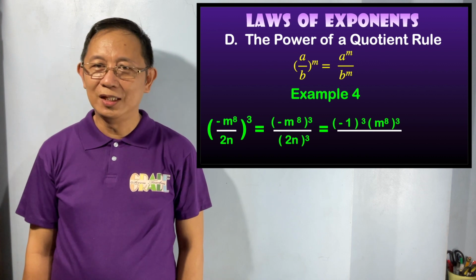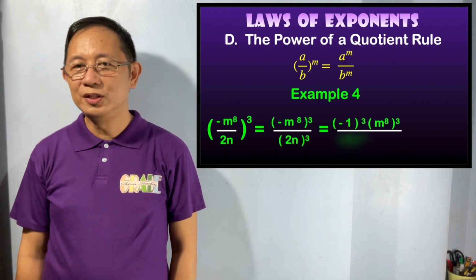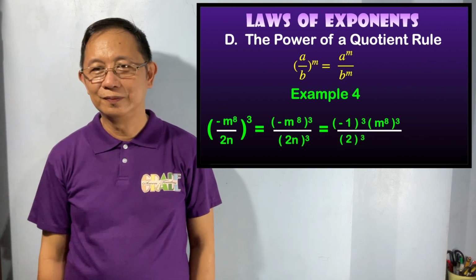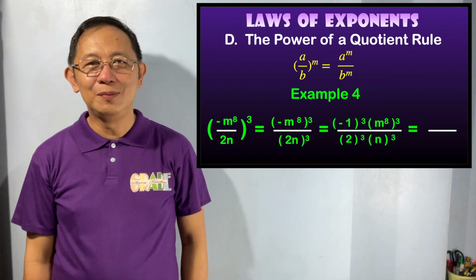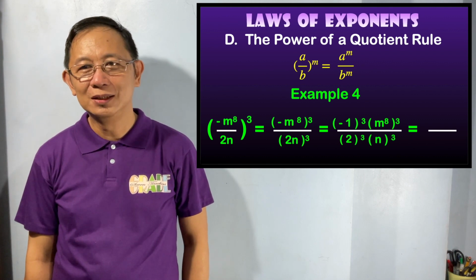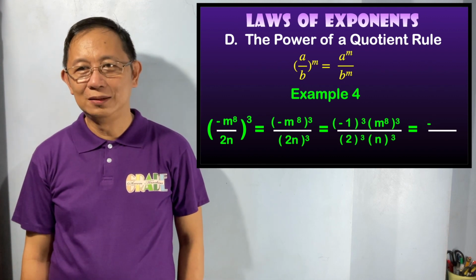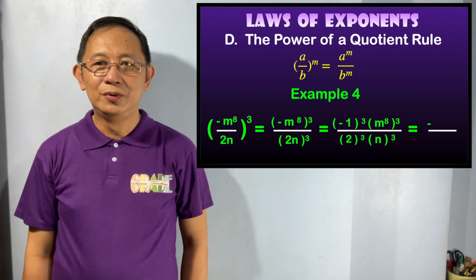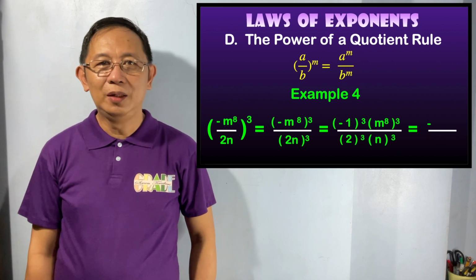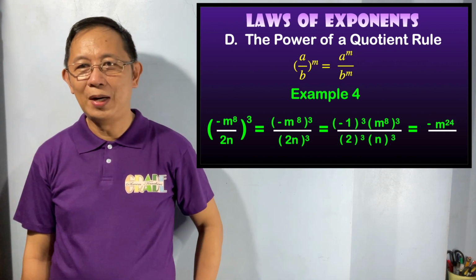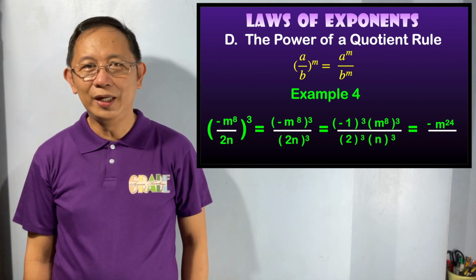Ganon din gawin natin sa denominator. We will share 3 to 2. And we will share 3 to n. And this is equal to negative 1 times negative 1 times negative 1 is negative 1. Pero bawal isulat ang 1, no? So m raised to the 8th power cube is equal to m raised to the 24th power. 2 cube is equal to 8 n cube.